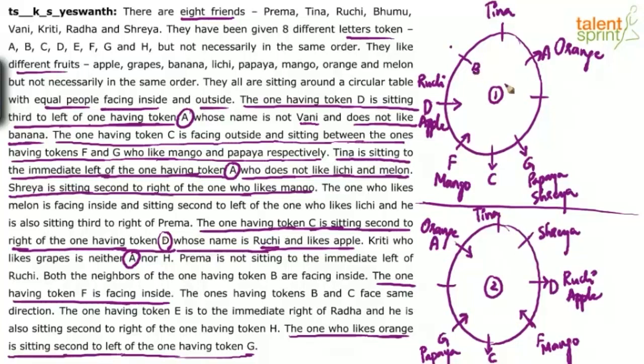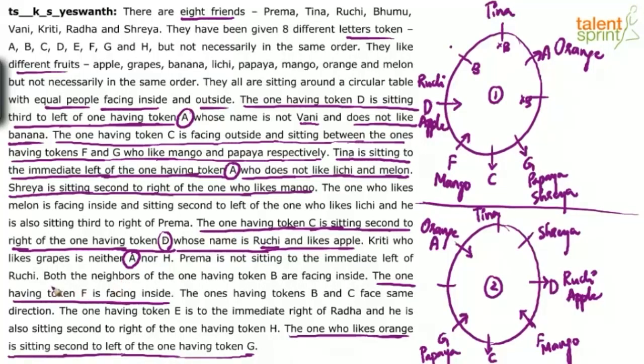Let me write it inside. Can B come for Tina? No, because the point says both the neighbors of B should face inside. This neighbor is facing outside, so B cannot come here. This is already for A. Can B come in this position? No, because here both the neighbors are facing outside. Can B come here? No. So I think B's position is fixed.